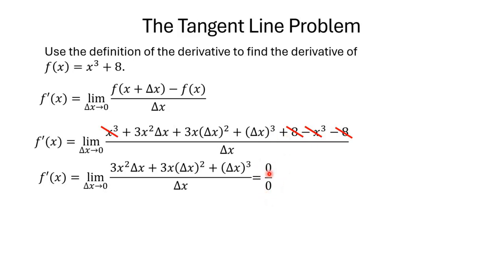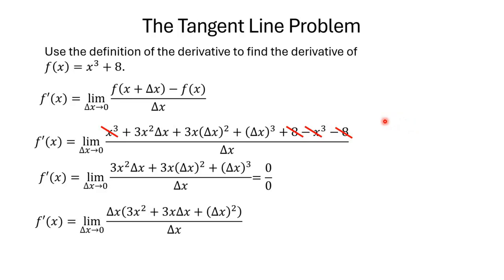Now when I get this indeterminate form, I know I'm either going to factor, rationalize, or simplify a complex rational expression. In this case, I notice that all the terms in the numerator have a factor of delta x. So I factor delta x out of all three terms in the numerator, leaving me delta x times 3x squared plus 3 delta x plus delta x squared.